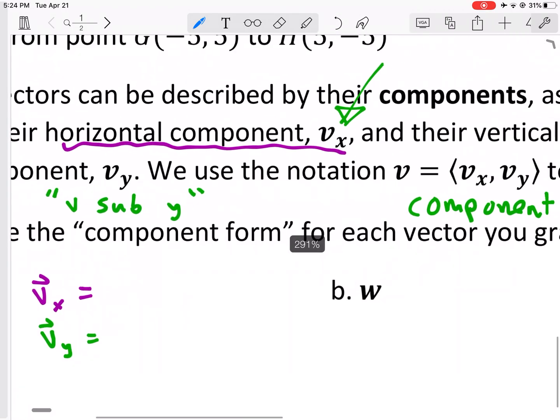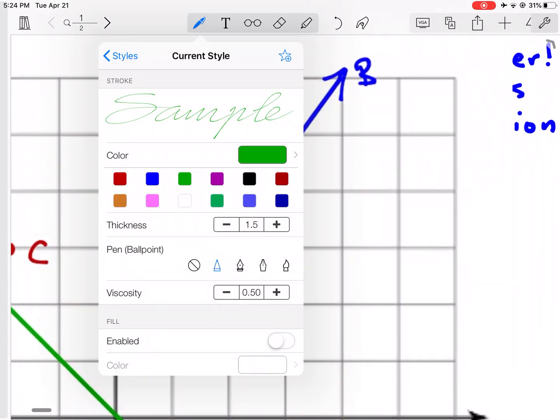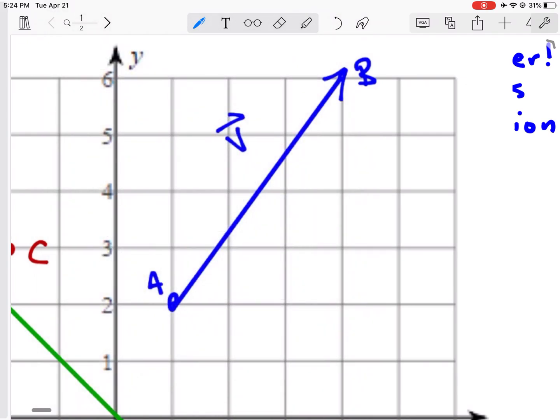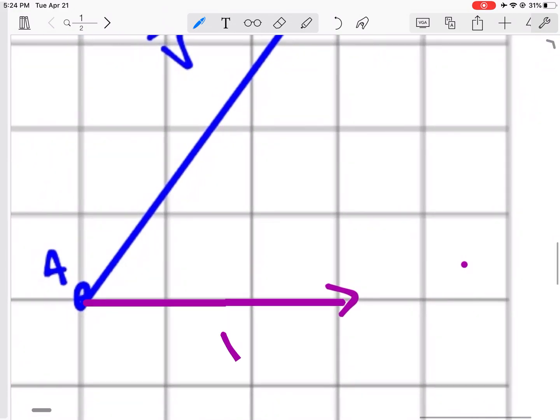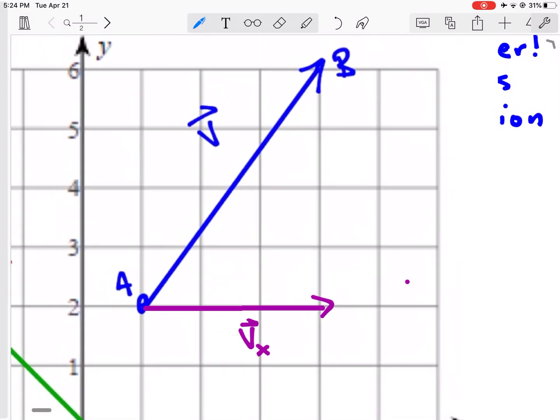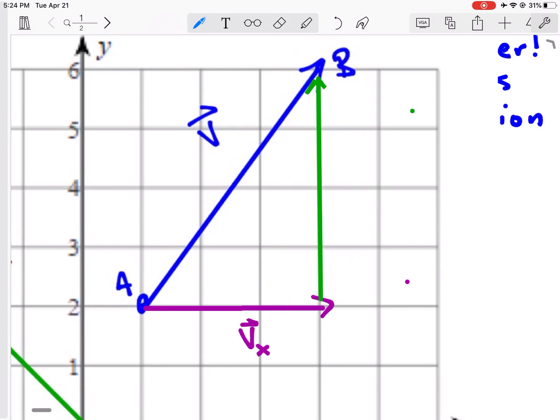So let's go up and look at our vector v. All right, so right triangles are really what helps us figure this out. The horizontal component of this vector goes in the x direction. This is the horizontal component of the vector. The vertical component of this vector goes straight up. This is v sub y, the vertical component.